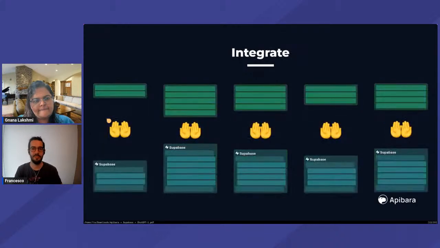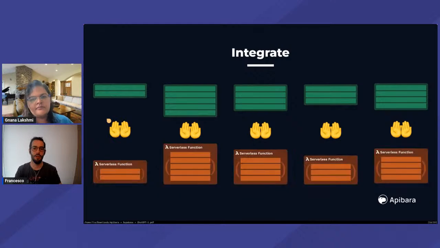The last step is integrate, where we take the data produced by the transformation and add it to another application. For example, in this case, we just send it to Supabase, and each item in our list will be inserted as a row in the table. Or it's very easy to switch, and we can send it to a serverless function. So we can call an AWS Lambda function that will execute some code and then maybe call another API, right?